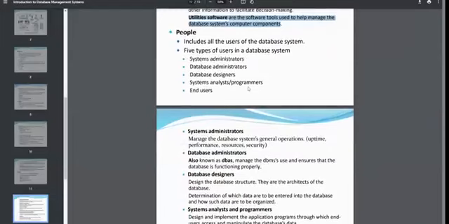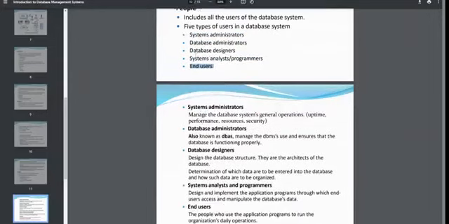Okay. Then people. We can't say strictly 5 types, but when considered generally, there are 5 types of users: system administrators, database designers, system analysts and programmers, and end users, right? Most of us belong to end users.